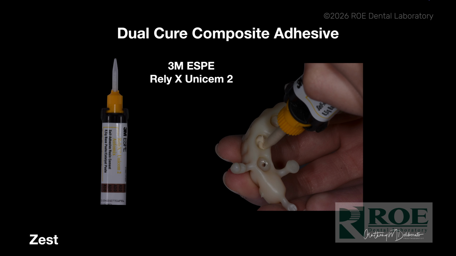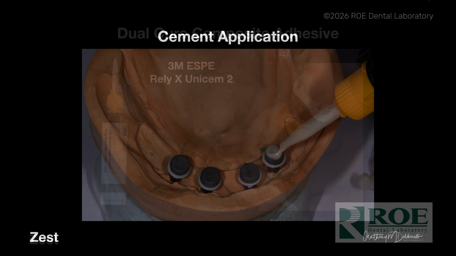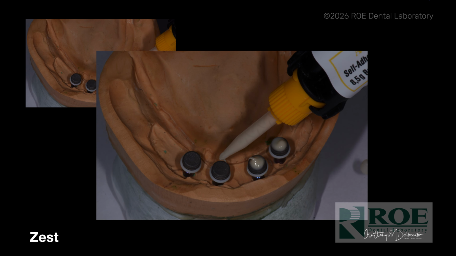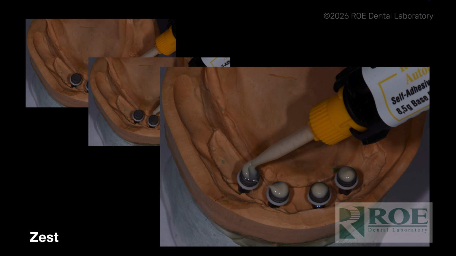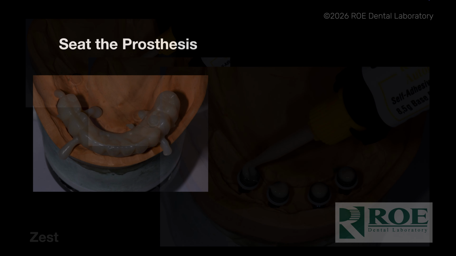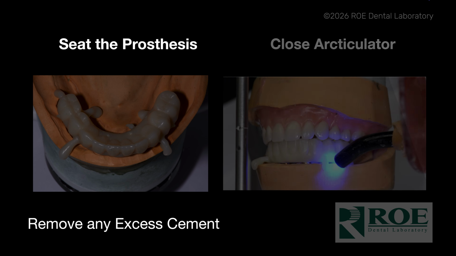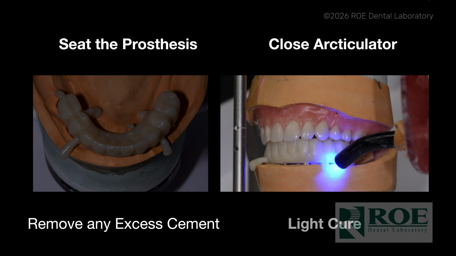In this case, we're using Rely X Unicem 2. So we're going to place the cement, fill it up about 2/3 the way. Add a little bit of material over the housings to make sure we have a good dense amount of cement holding the housings in. And then we're going to seat the prosthesis on the model, make sure those fingers are touching the land area, remove any excess cement, close the articulator against the wax try-in to make sure that bite is just perfect, and then we're going to light cure.